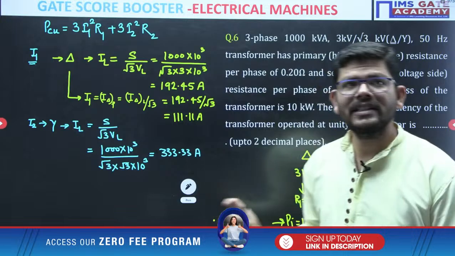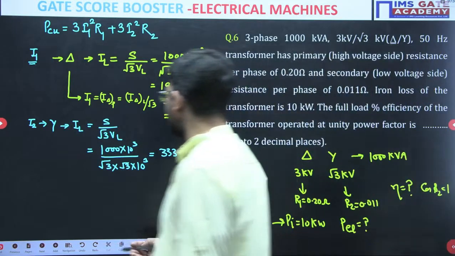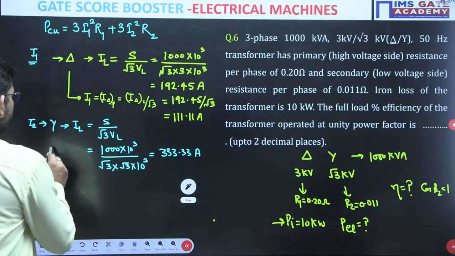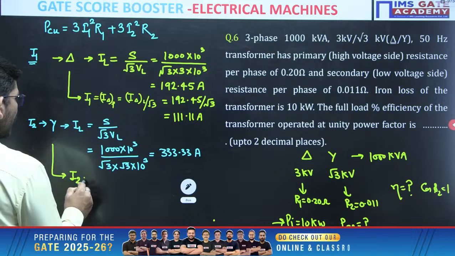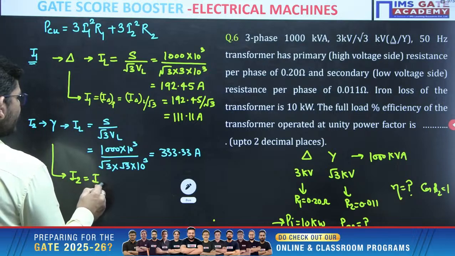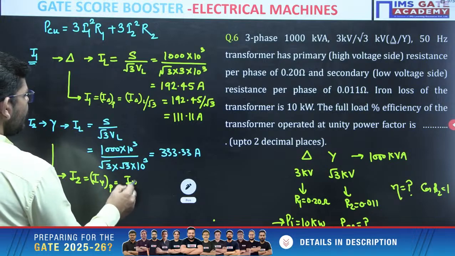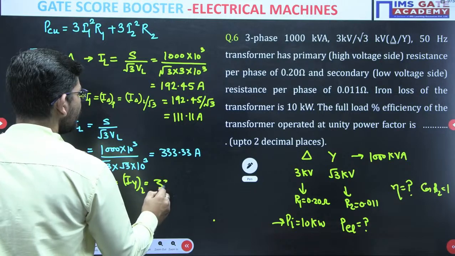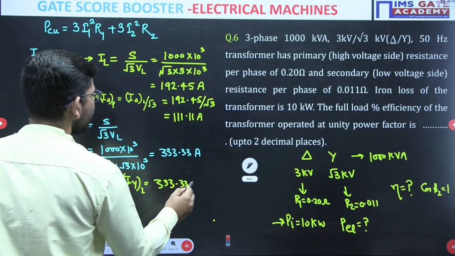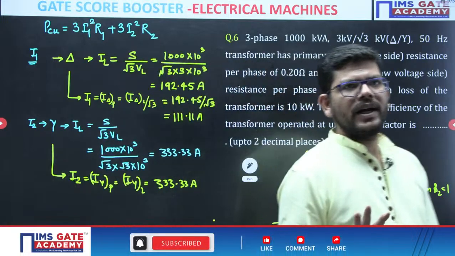And this side is the star side. In star there is no line and phase difference between the current. So the same will be the phase current. So I2 will be the star side phase current, and it will be the same as the star side line current, that you have calculated, which is 333.3 ampere, correct. So in this way we have calculated the required current.